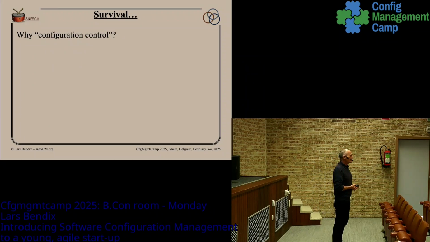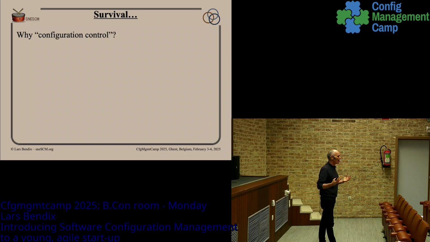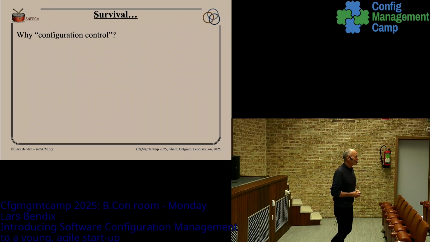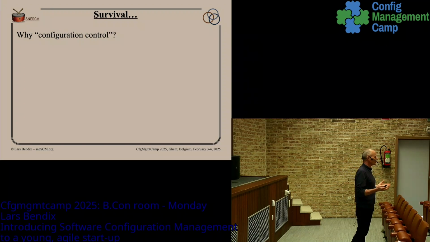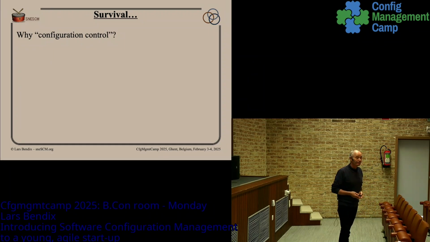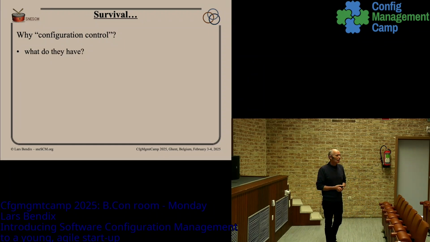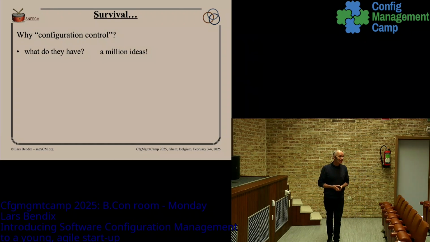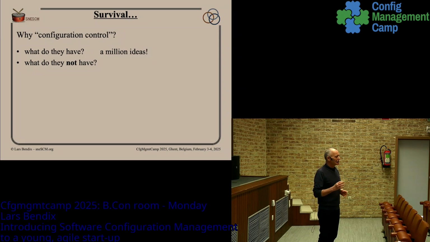So why is configuration control or change management so vital for the survival of a young agile startup? Why is that the first thing that I want to tell them about? Well, what is it that a young agile startup has? Hopefully, they have 1 million ideas. What is it that they do not have?